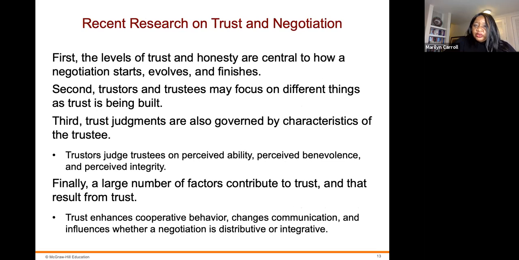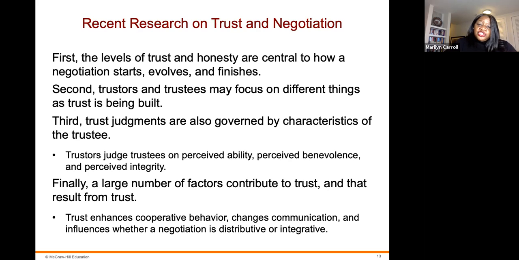So recent research on trust and negotiations established that first, the levels of trust and honesty are central to how a negotiation starts, evolves, as well as finishes. Second, trusters and trustees may focus on different things as trust is being built. Third, trust judgments are also governed by characteristics of the trustee. Now, trusters judge trustees on perceived ability, perceived benevolence, and perceived integrity.